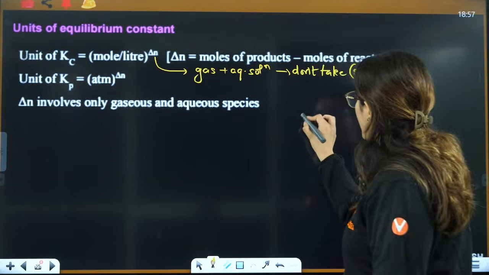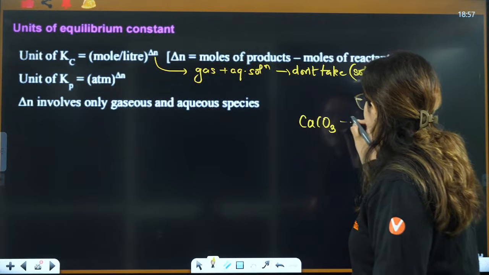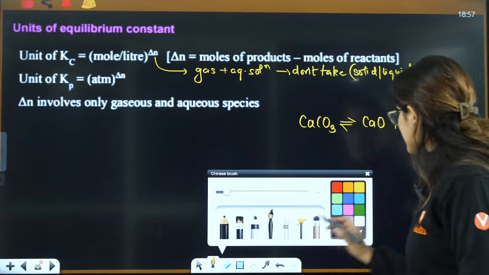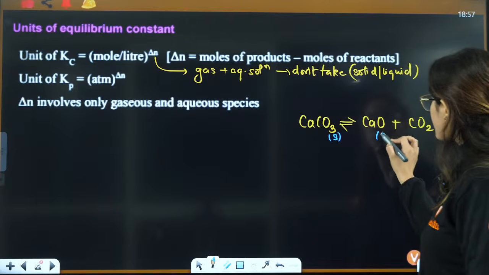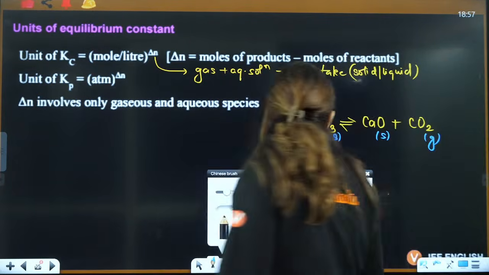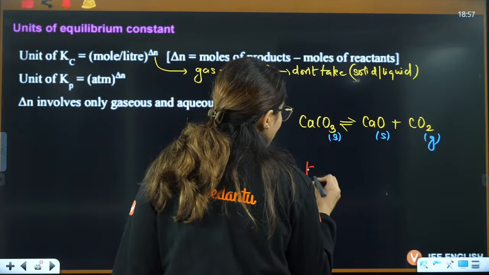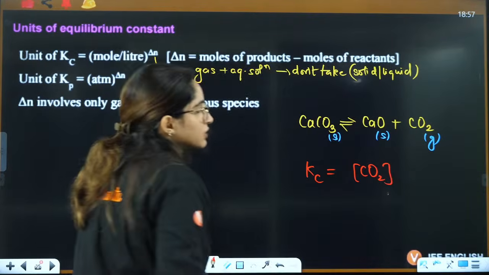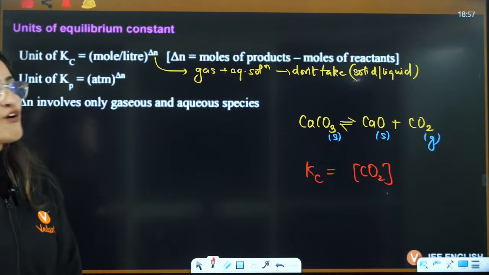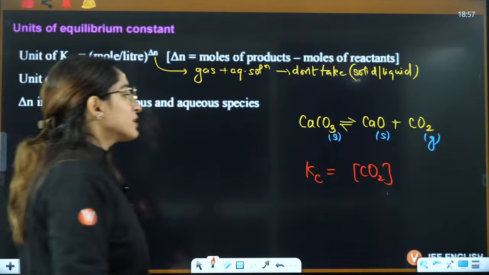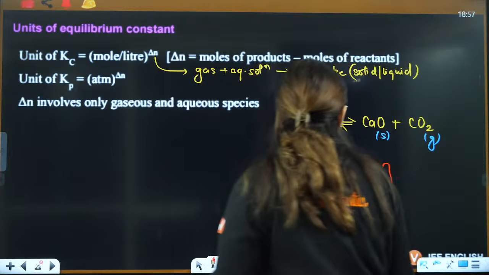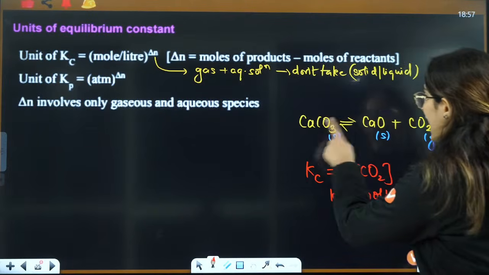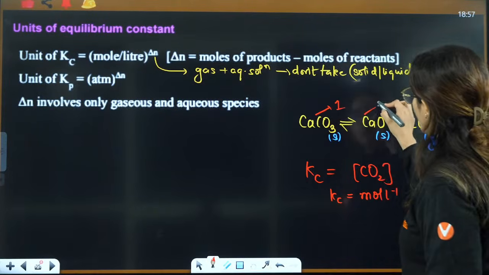Okay, let me teach you one example here. Let's say you have CaCO3 giving rise to CaO plus CO2. If you see, CaCO3 is a solid, CaO is also a solid, and CO2 is a gas. When you want to write the expression of Kc, you will write only the concentration of CO2. You will not write the concentration of the solids, because they are 1. That is why the unit will become mole per liter. You will not add these things here. This is 1 and this is also 1.